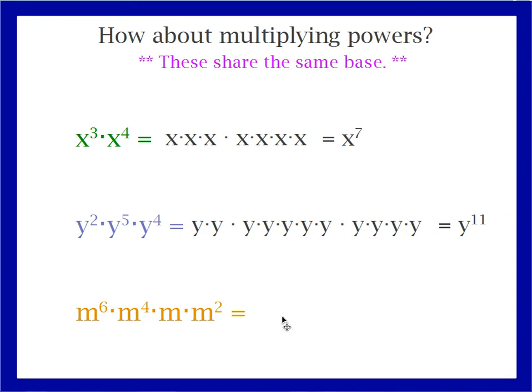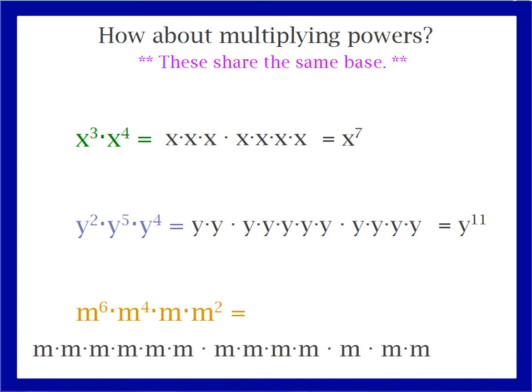So down here, let's try this first of all without taking the time to write it out. I have 6 m's being multiplied to 4 more m's, so far we have 10 m's being multiplied together. One more takes us up to 11, and 2 more gives us m to the 13th power. I can take the time to write it out if that makes it easier, but I'll end up with m to the 13th power.